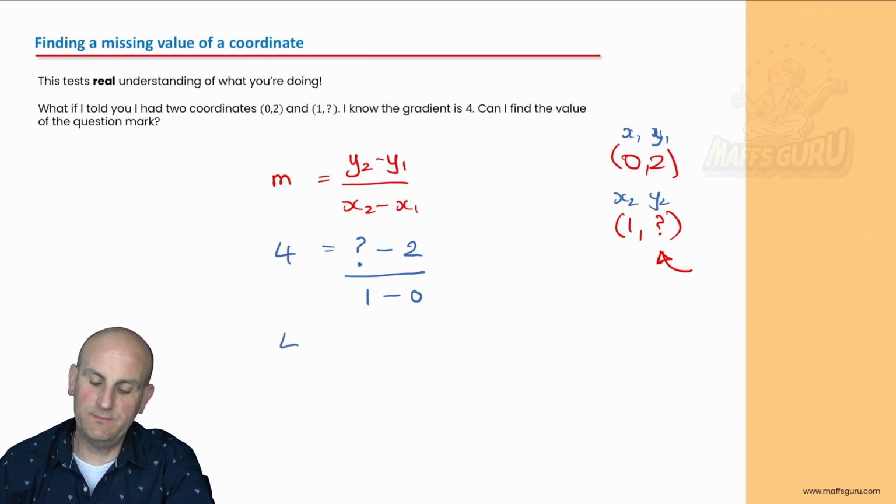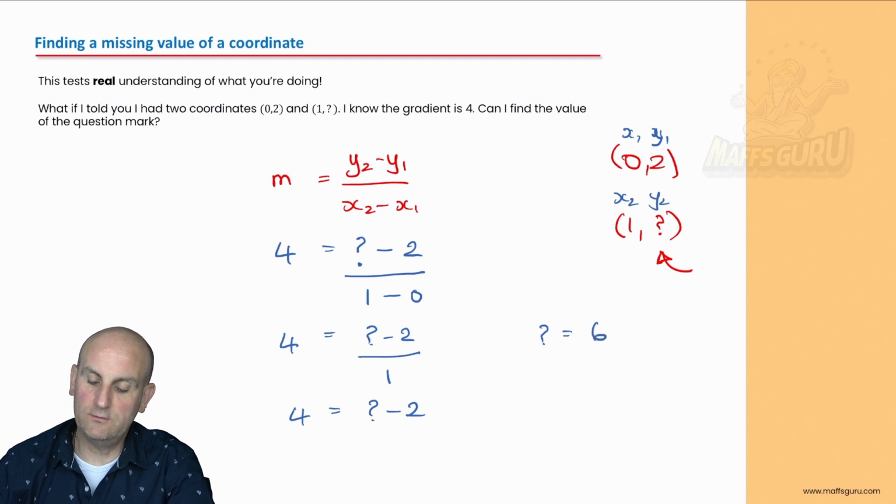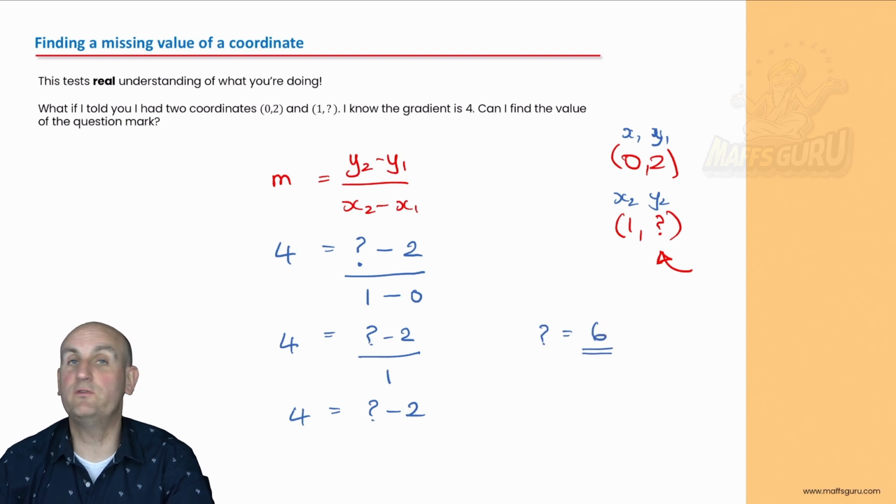Okay, so now let's simplify, because with algebra, when you simplify. Question mark minus 2, I don't know what that is. But 1 minus 0 is 1. Hold on a moment. Anything divided by 1 is the anything. So that becomes question mark minus 2 equals 4. And so in which case question mark would be equal to 6, because I'm going to add 2 to both sides. You see what I did there?